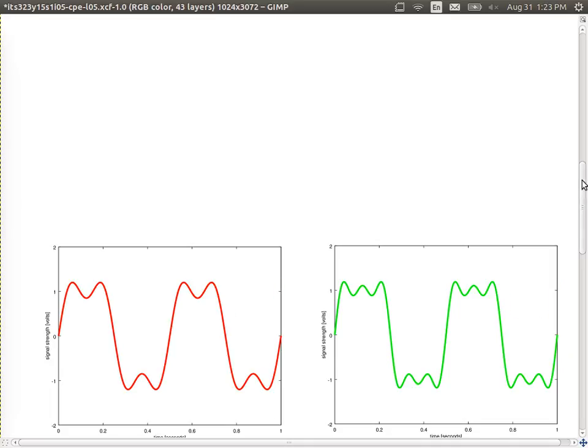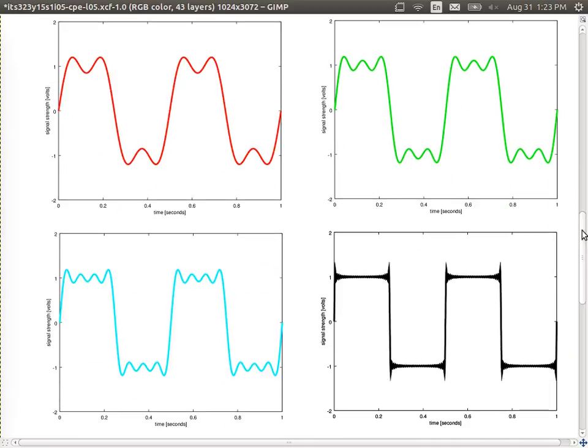Let's look at all four of those. Assuming all factors are the same, all we're doing here is increasing the number of components. Can anyone remember the spectrum of the red one?